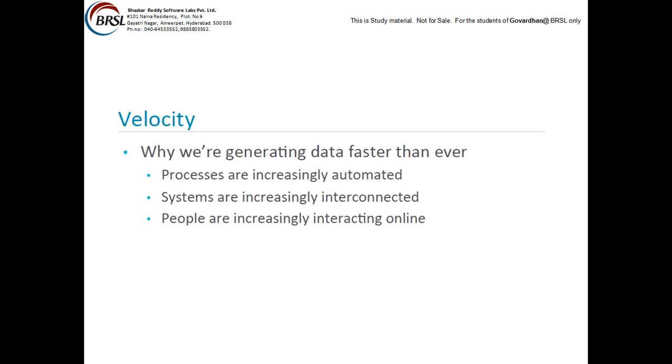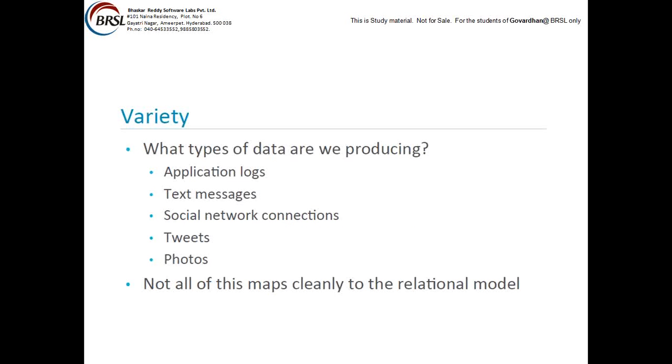Now people are also increasingly interacting online. I suppose ours is the best example. We are sharing knowledge and information, trying to connect online. Like this, many people are doing lots of things. Good. So variety: the types of data that we are producing are in different formats, application logs, text messages, tweets, photos, social network connections. And remember, all of this data is not relational. It is not structured. It is either semi-structured or unstructured.